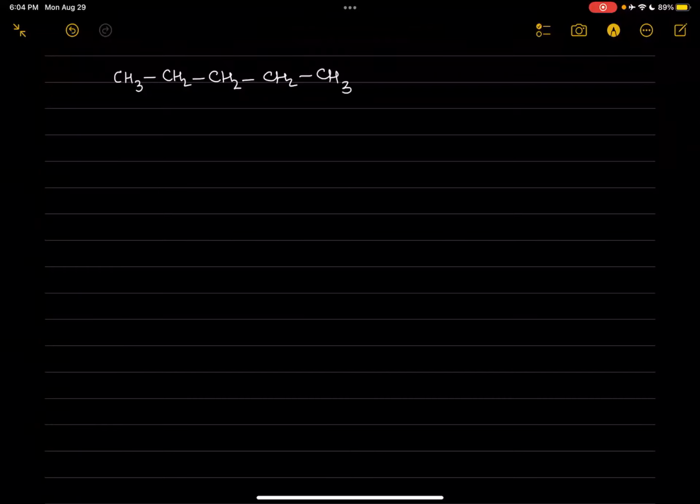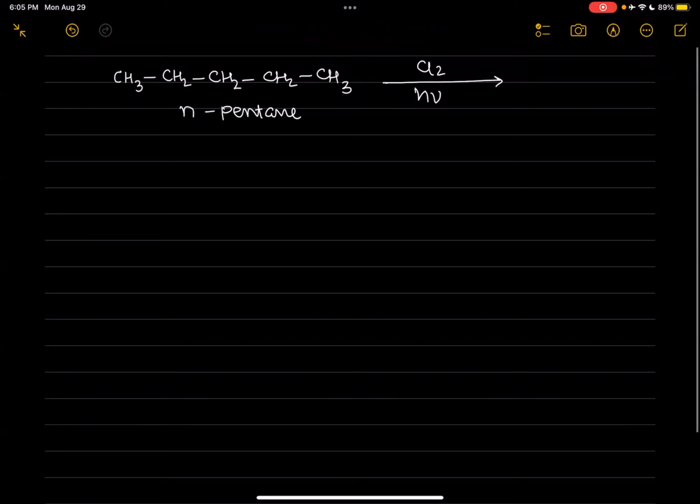Pentane, right? Normal pentane means there is no branching, all the carbons are one after another. There is no side branching coming out. In normal pentane, suppose we take chlorine and sunlight, so how many different monochloro derivatives will you get?